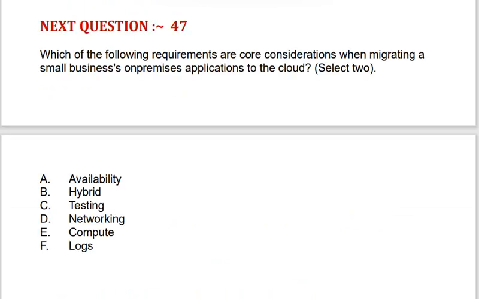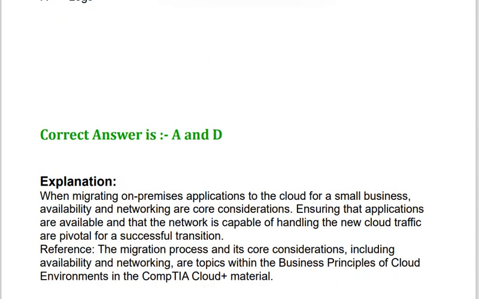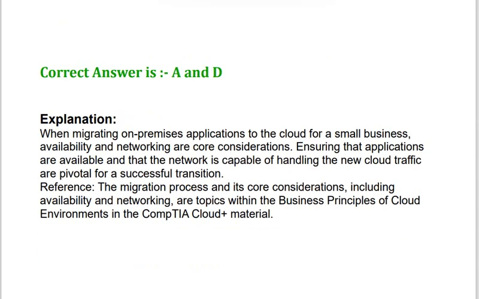Question is, which of the following requirements are core considerations when migrating a small business's on-premises applications to the cloud? Select two options. Option A, availability. Option B, hybrid. Option C, testing. Option D, networking. Option E, compute. Option F, logs. Correct answer is option A and option D.